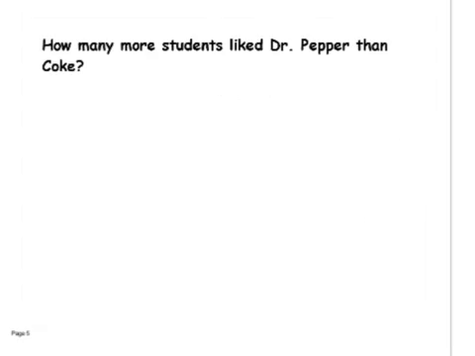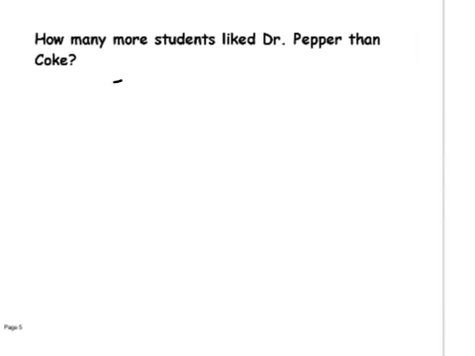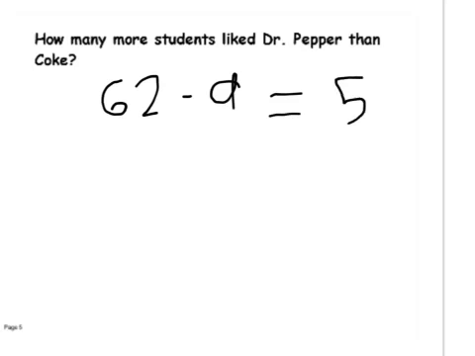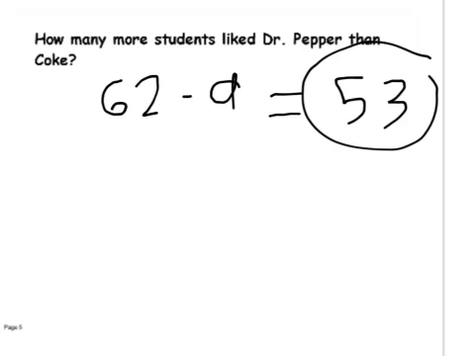All right, write this down. How many more students like Dr. Pepper than Coke? How many students voted for Dr. Pepper? 62. Kyle, how many students voted for Coke? 6% of 152. What did we get a minute ago? 9. So 9 students preferred Coke. 53. 53 students like Dr. Pepper more than Coke.